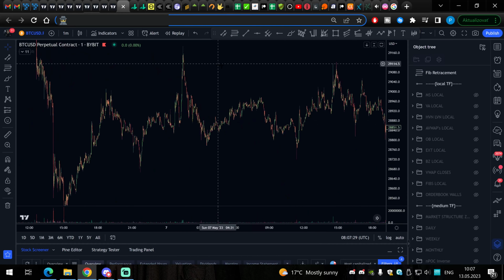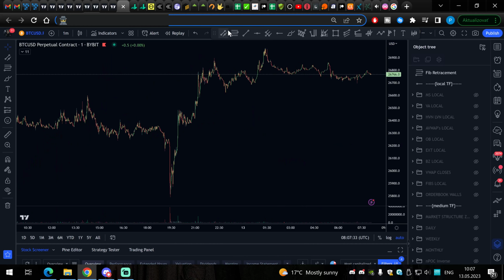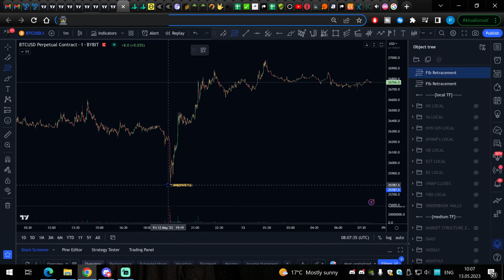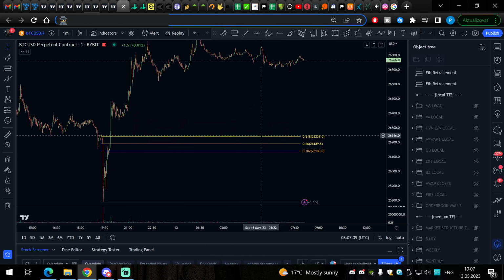Oh, I forgot to mention, pretty important to mention. Let me show you here what actually is the golden zone. The golden zone is the zone, and it's very important to mention that usually 0.61 offers the first reaction on the first touch on many pulls.